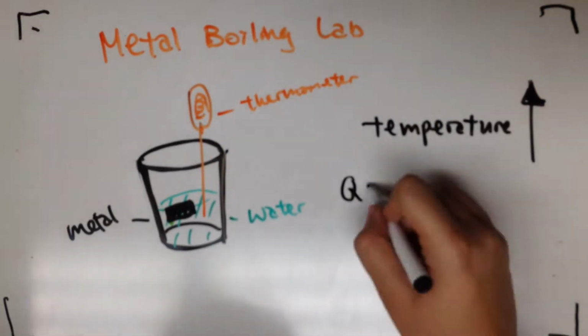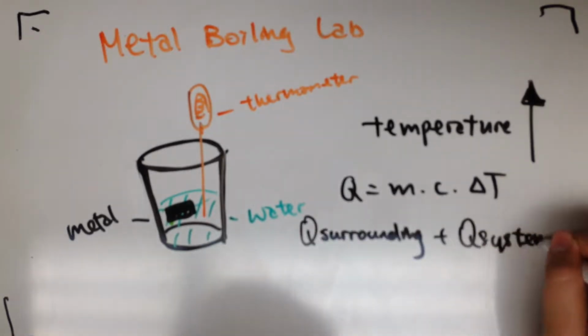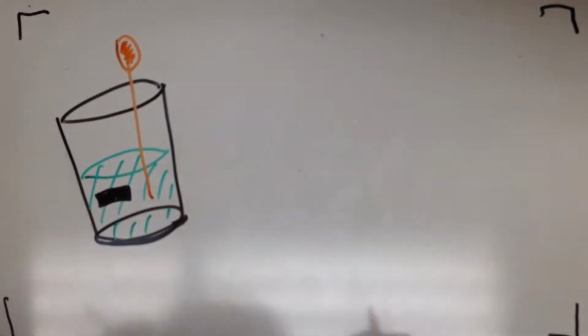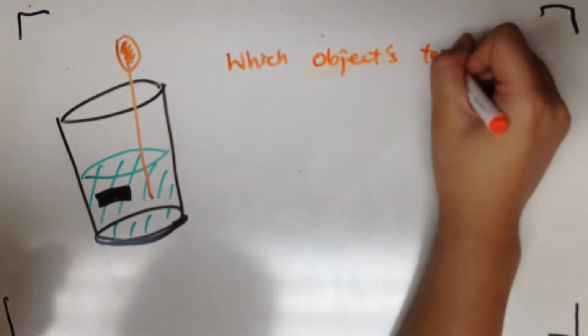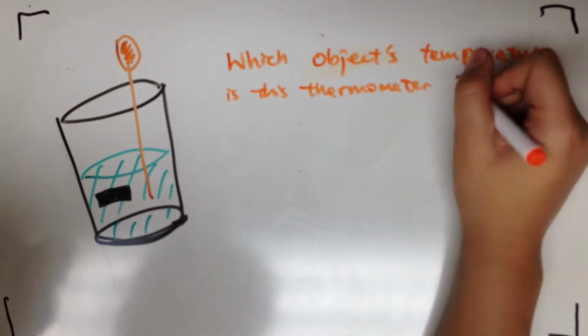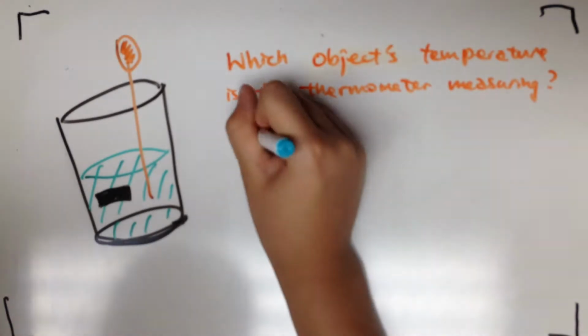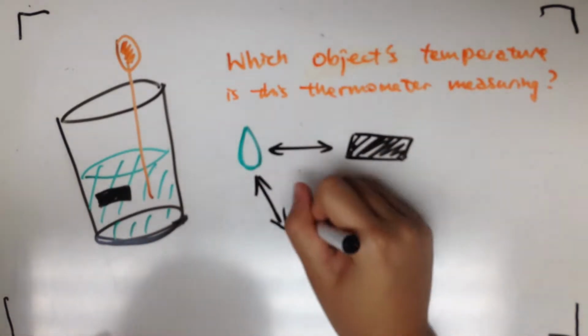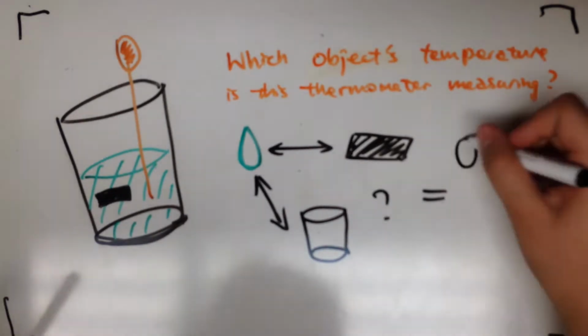We drop a piece of unknown hot metal into a cup of water. The temperature increases as the metal cools down, releasing heat into the water. Before we get into the calculations, the thermometer reads the temperature increasing, but the metal was getting cooled down. So which object's temperature is this thermometer measuring? The water was touching the metal piece, and water was also touching the cup. So what's the relationship of the cup and the metal's temperatures?